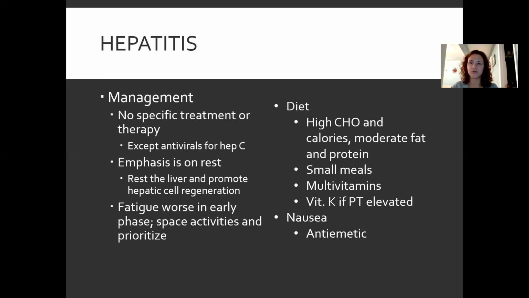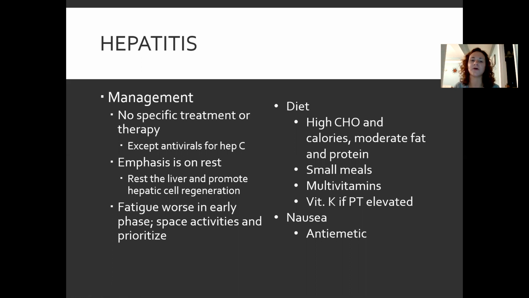How are we going to manage hepatitis? There is no specific treatment or therapy for hepatitis, with the exception of Hep C, which does have a cure now. But the emphasis becomes rest. Just like any viral disorder that you may get, a viral GI bug, viral sore throat, there is no specific treatment. You just rest, stay hydrated, and let the condition run its course.